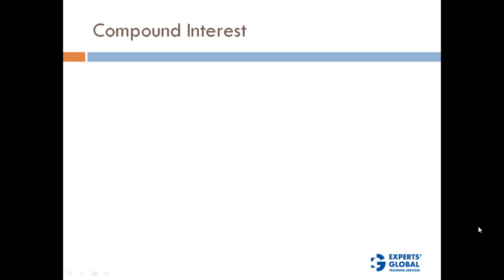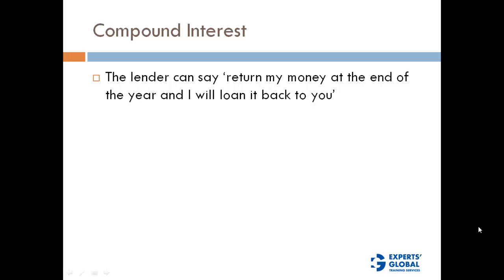Let's look at compound interest. Now this is very interesting. Let's say the bank says, I'll give you a loan for more than a year, but what you have to do is you have to return my money back at the end of the first year, and I'll loan it back to you, right? So the bank says, return my money at the end of the year and I will loan it back to you. In that case, what is going to happen?